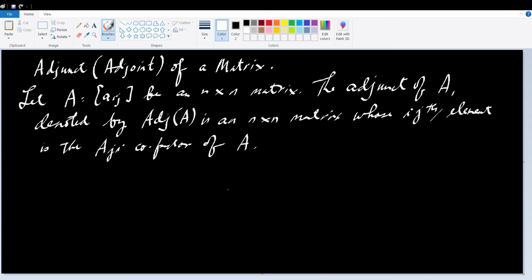Alright, so we start with the matrix A, which is n by n. We will determine all the cofactors of the elements of A. We form the n by n matrix where the ijth element will be the cofactor A_ji. Alright? So, for example, let me use a clear screen.